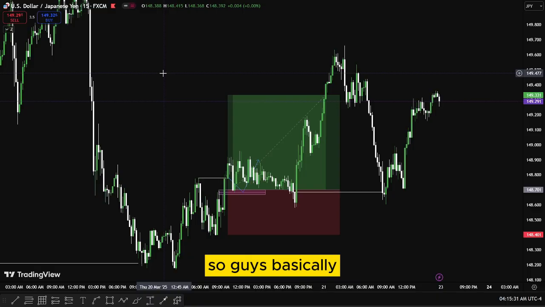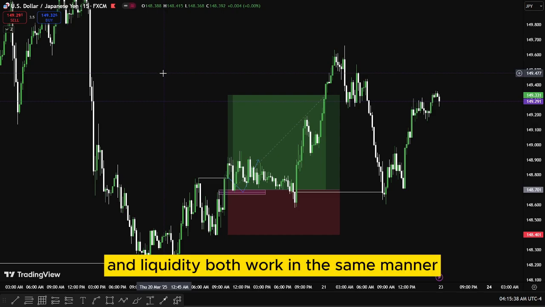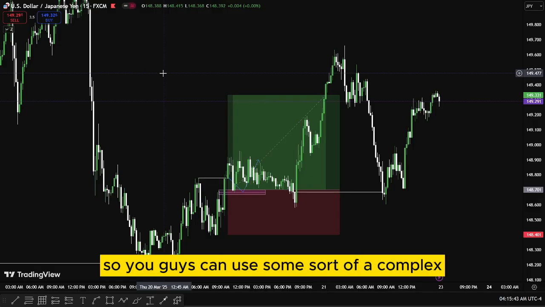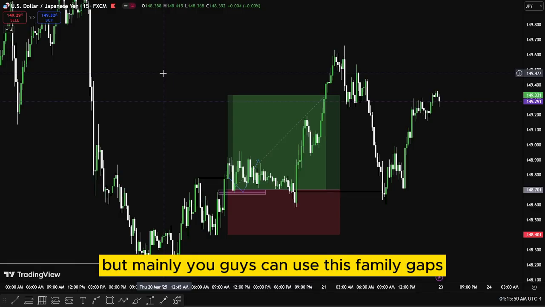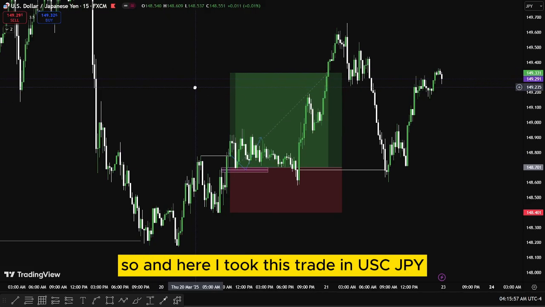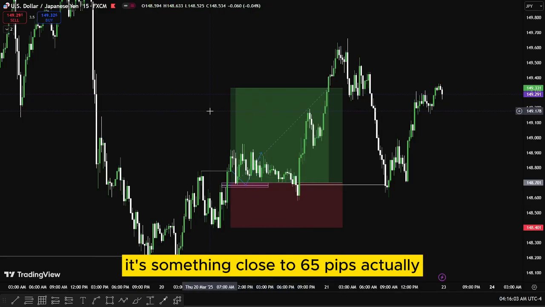So guys, basically you guys can predict this market using fair value gaps and liquidity. Both work in the same manner, in the same method. You guys can use some sort of a confluence, like power of three and order flow, something like that. But mainly, you guys can use these fair value gaps and just execute your trade. In here, I took this trade in USD JPY. It's something close to 65 pips actually.